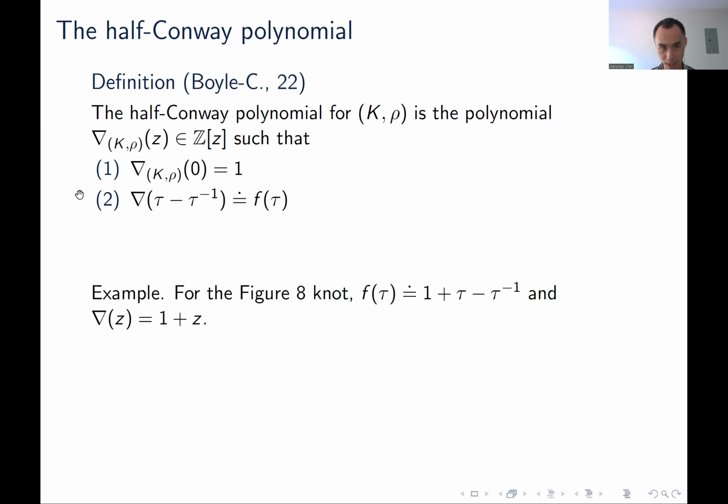Just to make sure that we get this definition: for example, for the figure-eight, the half-Alexander polynomial is equal to 1 plus tau minus tau to the -1, and the half-Conway polynomial is just 1 plus Z. Okay. And the reason that we normalize this half-Alexander polynomial in this way is because it allows us to phrase a different perspective on the half-Alexander polynomial.